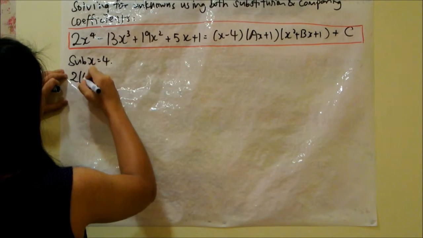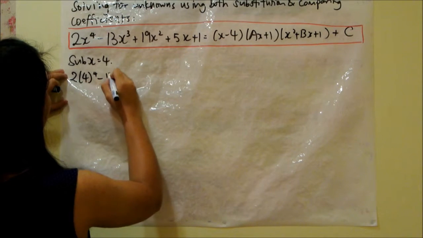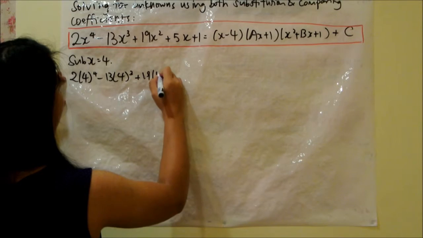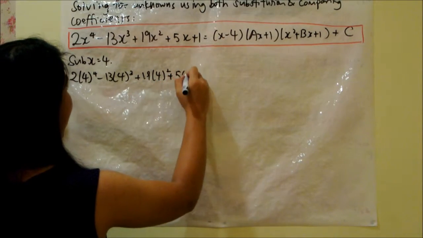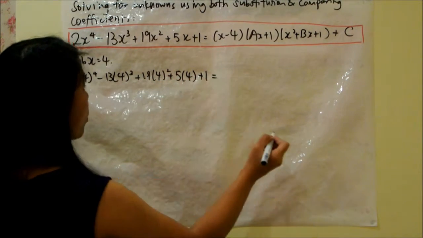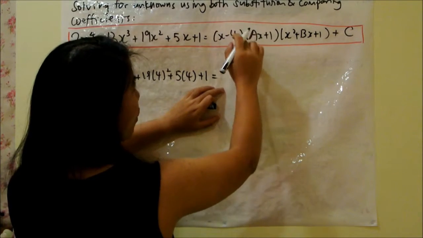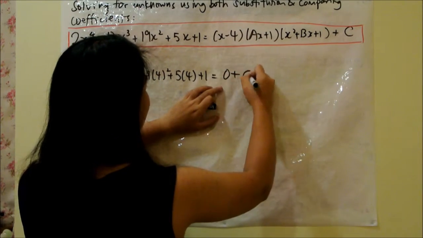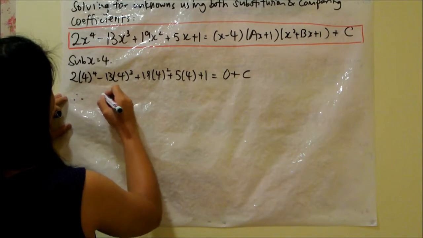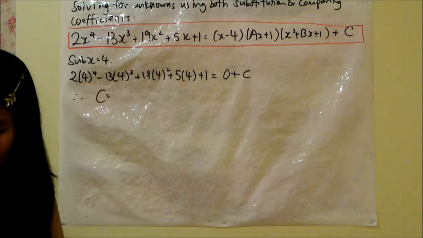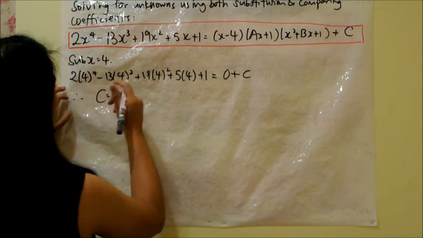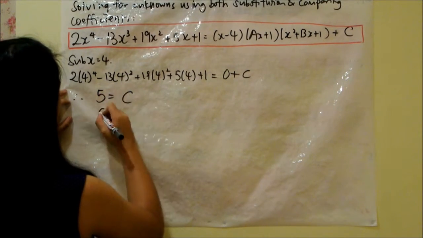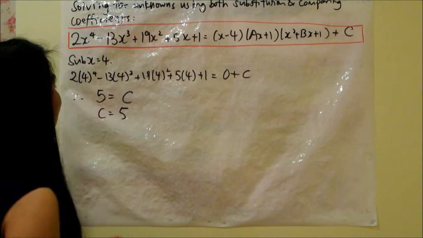So we have 2(4)^4 - 13(4)^3 + 19(4)^2 + 5(4) + 1 equals 4 minus 4, which is 0, and 0 times anything is 0, so 0 plus c. So therefore, you would get c equals 5. Work this out on your own. You will get 5 equals c, and therefore c equals 5.